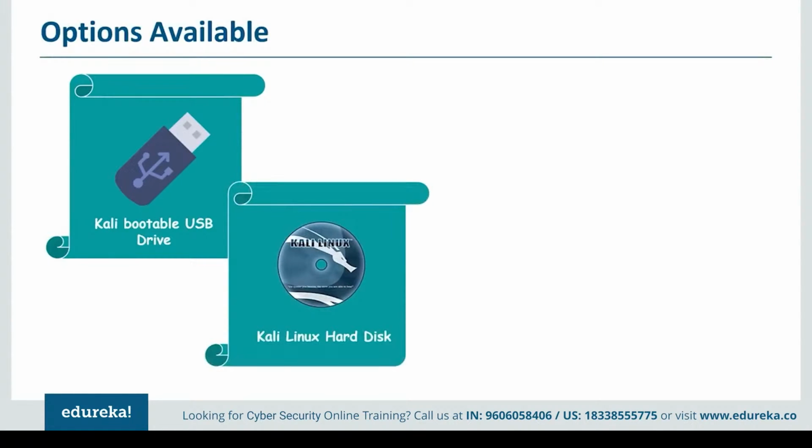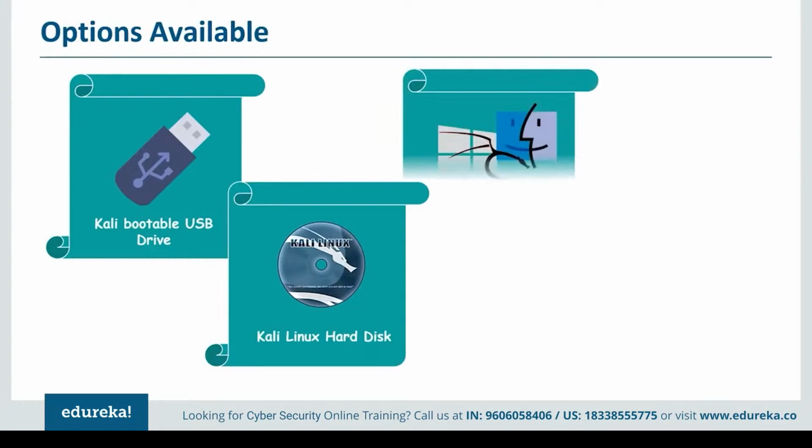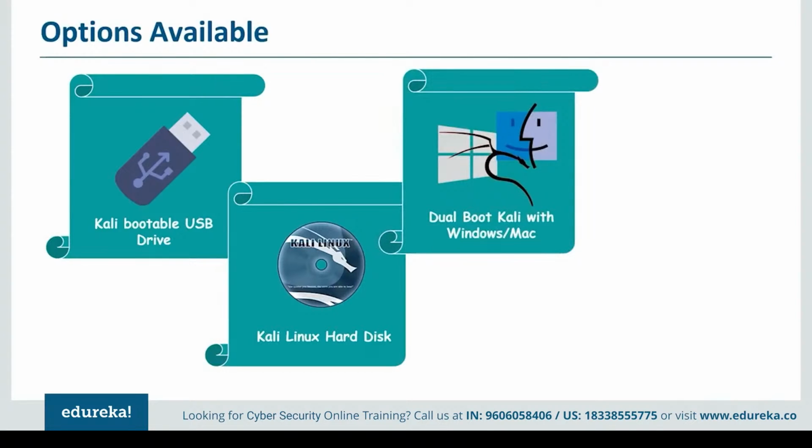Moving on, there is Kali Linux hard disk install. Installing Kali Linux on your computer using a hard disk is an easy process. But you should make sure that your computer has compatible hardware with Kali Linux so that the process of installation goes on very smoothly. You can also install Kali Linux alongside your operating system as dual boot. It could be Windows or Mac, but you should exercise caution during setup process so that installation of Kali Linux doesn't mess up with your actual host operating system, which is Windows or Mac.